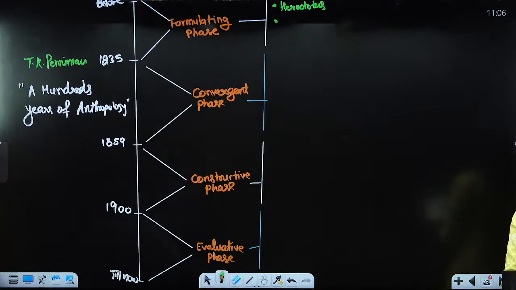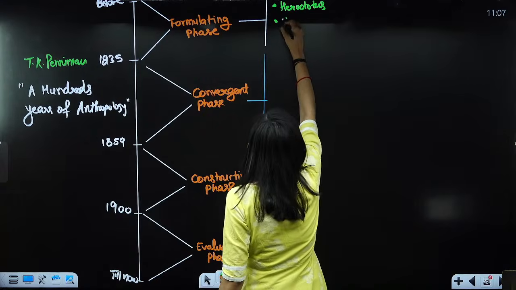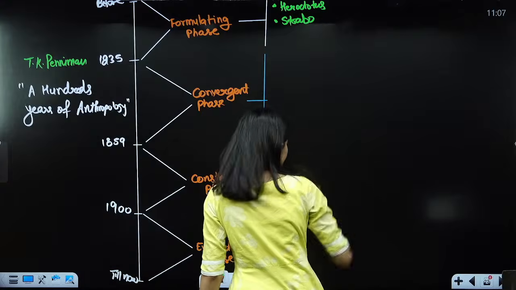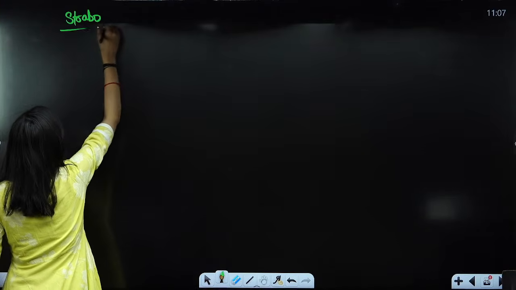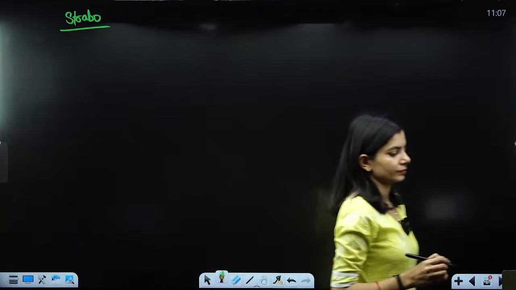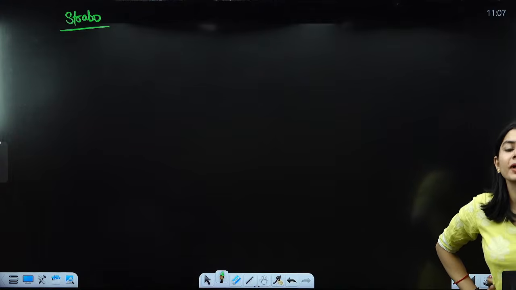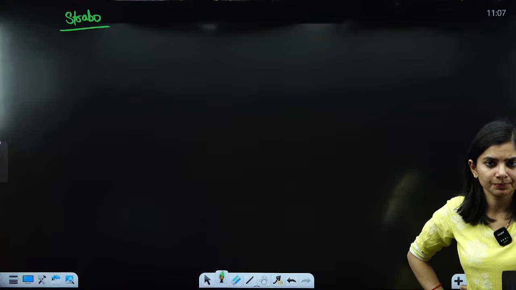Then the next person related to this study was Strabo. Strabo also contributed to the study of anthropology. So now let's understand the contribution of Strabo. Here we are only going to write down the name Strabo, and let's do the contribution of Strabo. Strabo was basically a Greek geographer or historian.